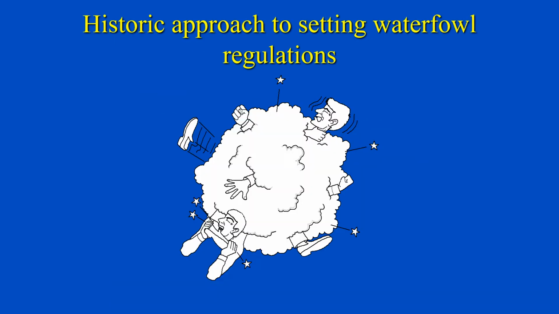So historically, the approach to this is really well depicted by this figure, where you'd get together managers from all the different state agencies in the region, bring in the Fish and Wildlife Service, and they just duke it out as to how long the season is, what the bag limits are, if there's any differences among the states, and all of that. And it was a very messy and difficult situation.